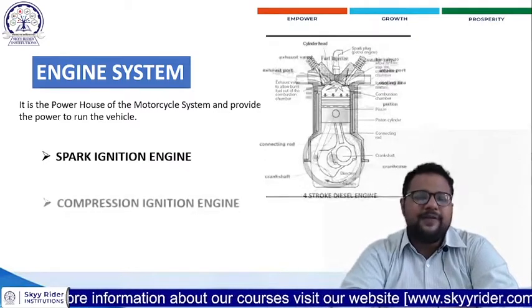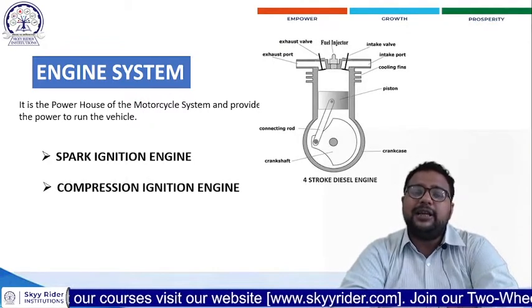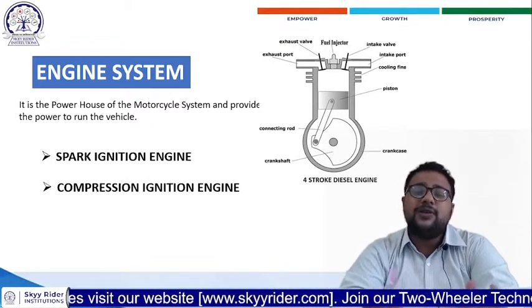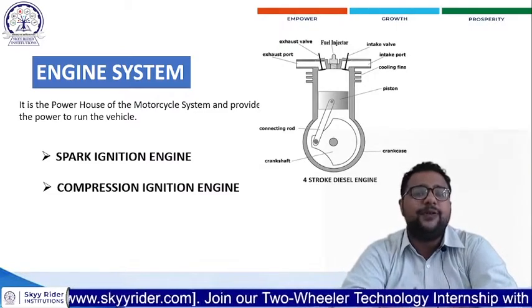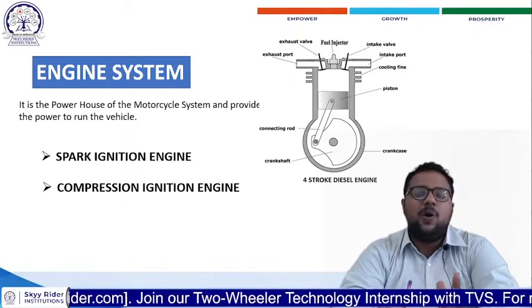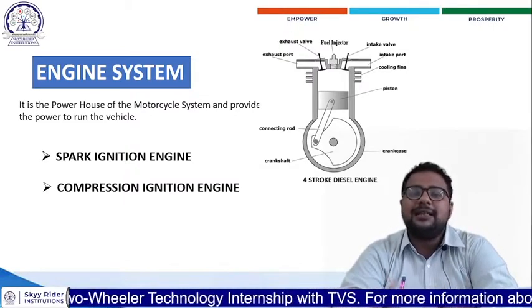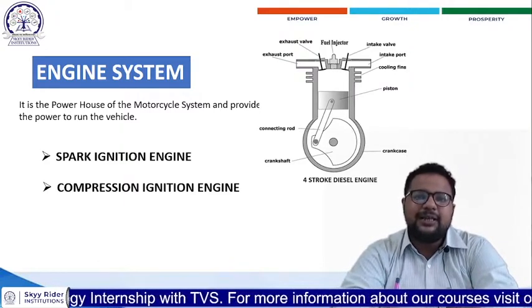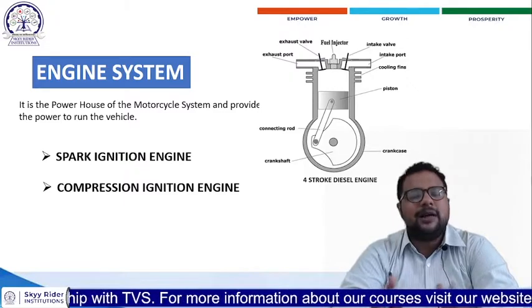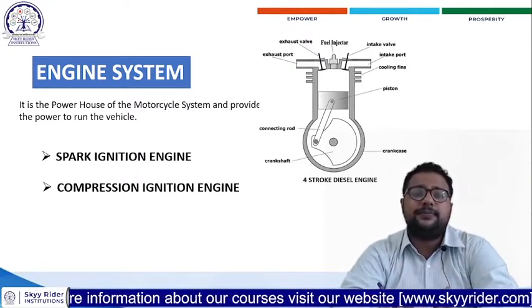The second kind of engine which is there is called compression ignition engine. Okay, so here the combustion occurs due to compression and here the fuel is diesel. Okay, so there are two types of engine, one is spark ignition engine and the second one is compression ignition engine. Spark ignition engine is a petrol engine, compression ignition engine is a diesel engine.